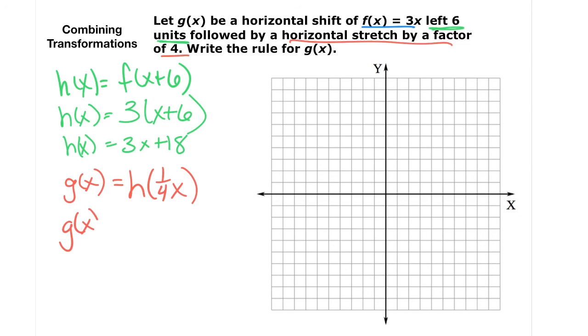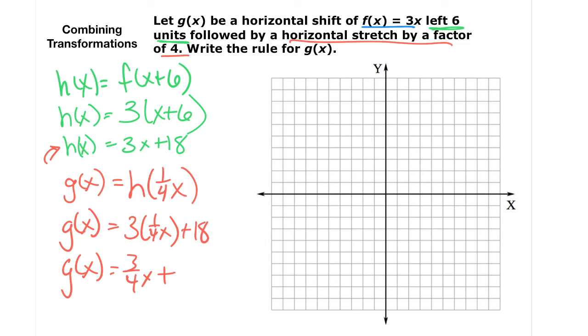And so my final rule, g of x, I'm going to look at h of x right here, and instead of x, I'm going to plug in 1/4 x. And if I simplify, I end up with 3/4 x plus 18. Now this function is kind of hard to graph on this one right here, just because of the number size. But if you want to use Desmos to double check that, feel free.